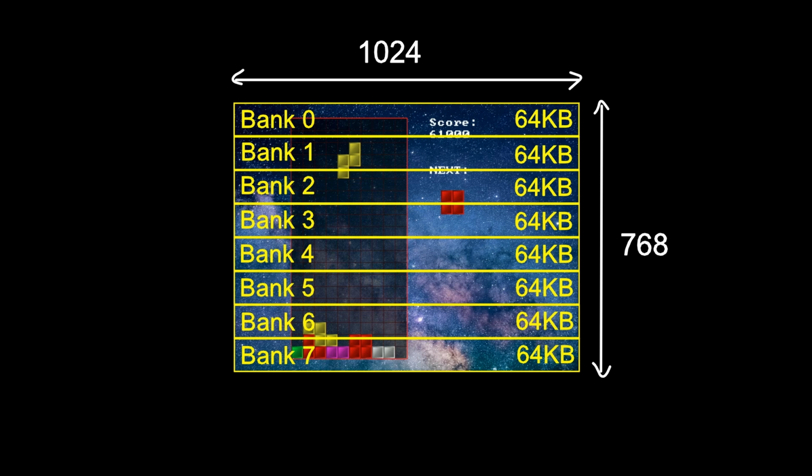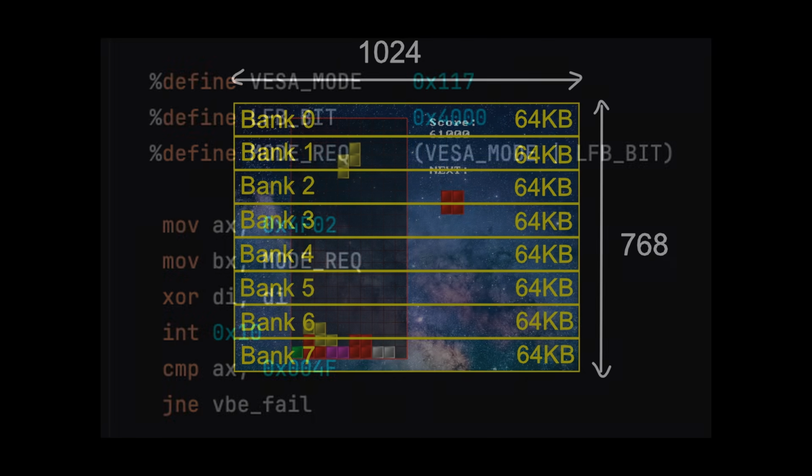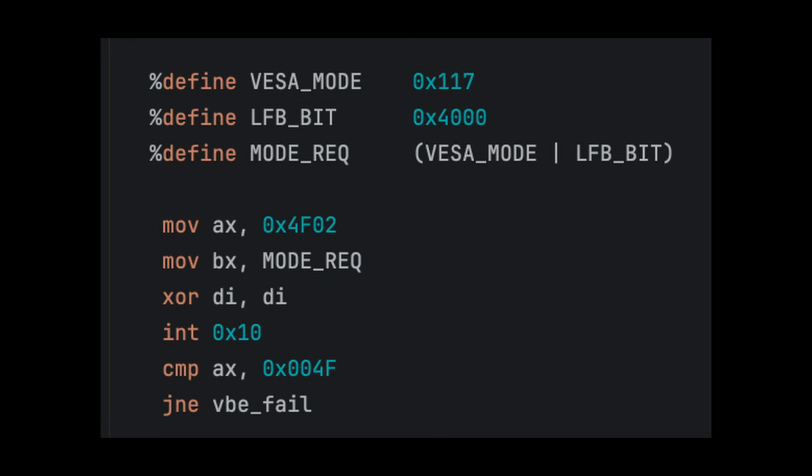Fortunately, VESA has a linear frame buffer extension that we can enable. When we do it, we'll be able to get a memory mapping for the whole screen, no need to use banks. We simply enable it by setting the 14th bit to 1. This is what 4000 hex is for.